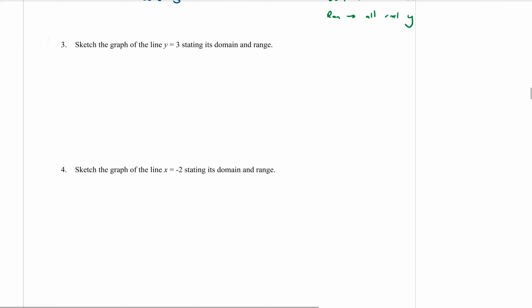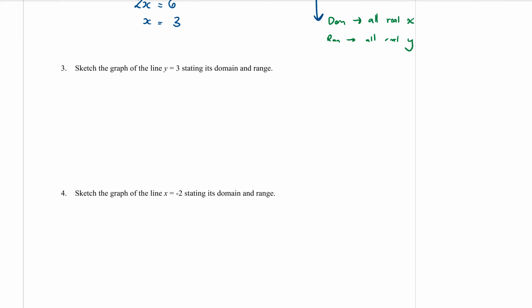Question 3. Sketch the graph of the line y equals 3, stating its domain and range. Okay, for some reason, people always get caught by these ones. When it is just y equals or x equals, they are your vertical and horizontal lines. Okay, so y equals 3 means we need the y-axis, and we need a 3 at the y-axis.